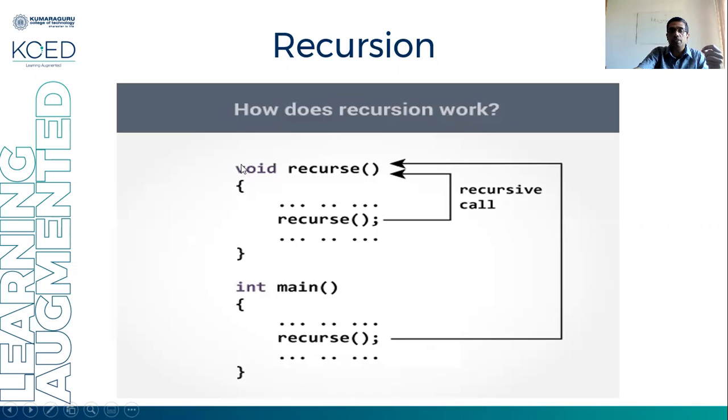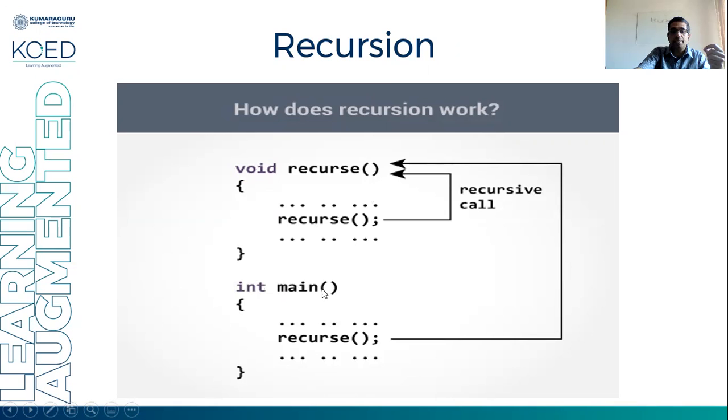This is a function. recurse is the function name. So within the function, recurse is a function call. It doesn't take any parameter and the return type is void. Within this function, it calls itself again. This is known as a recursive call. A function is calling itself again.